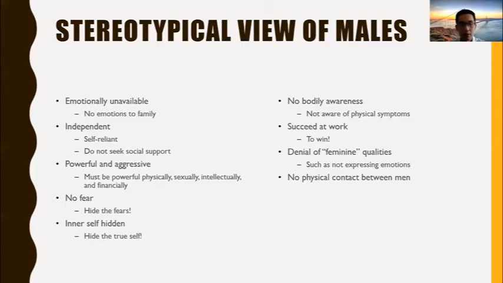So let's go to another slide. So what are the stereotypes about males? The authors of the textbook summarize all kinds of stereotypical views of males. So first of all, males are believed to not show emotions, not have emotions, not express emotions to other people. So basically, they are emotionally unavailable. They do not show emotions to family. They do not receive emotions from the family. They do not have emotions generally.